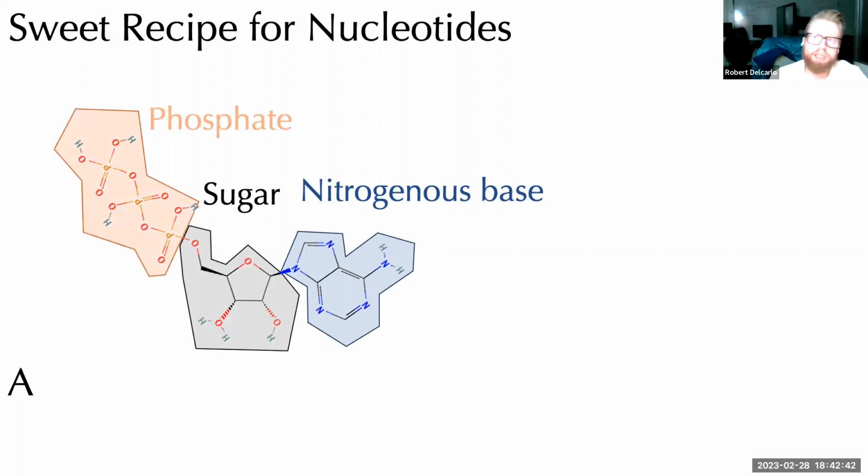And it's always going to be in this order. You're going to have phosphate, sugar, nitrogenous base, sugar, phosphate. You're not going to have phosphate in the middle. You're not going to have a nitrogenous base in the middle. It's always in this order. Phosphate's on the outside, sugar's in the middle, nitrogenous base is on the other side.